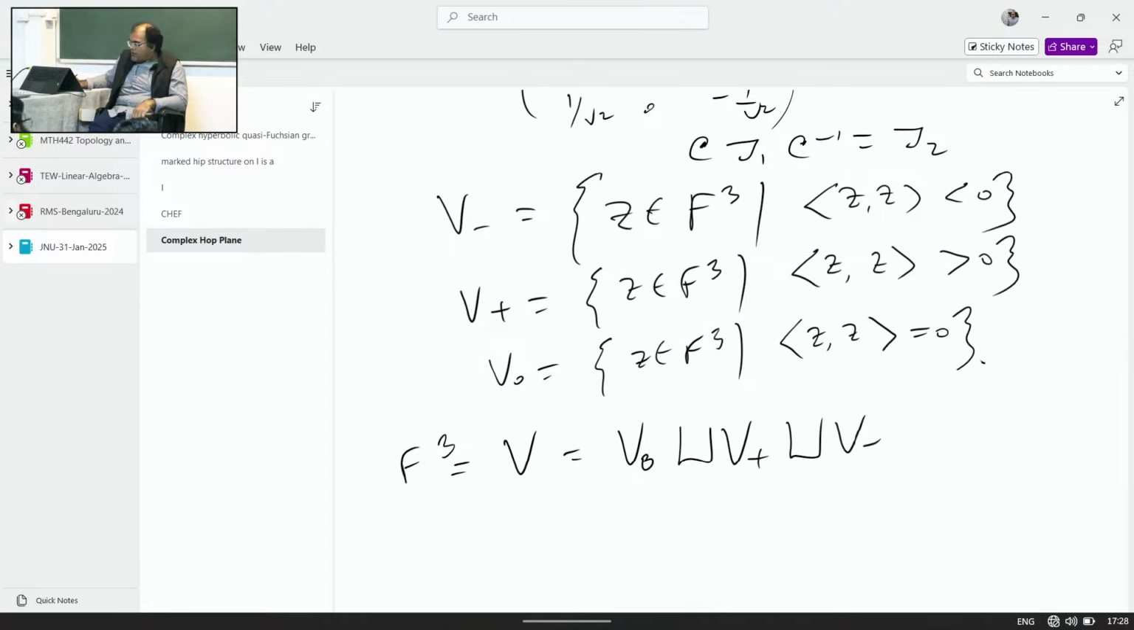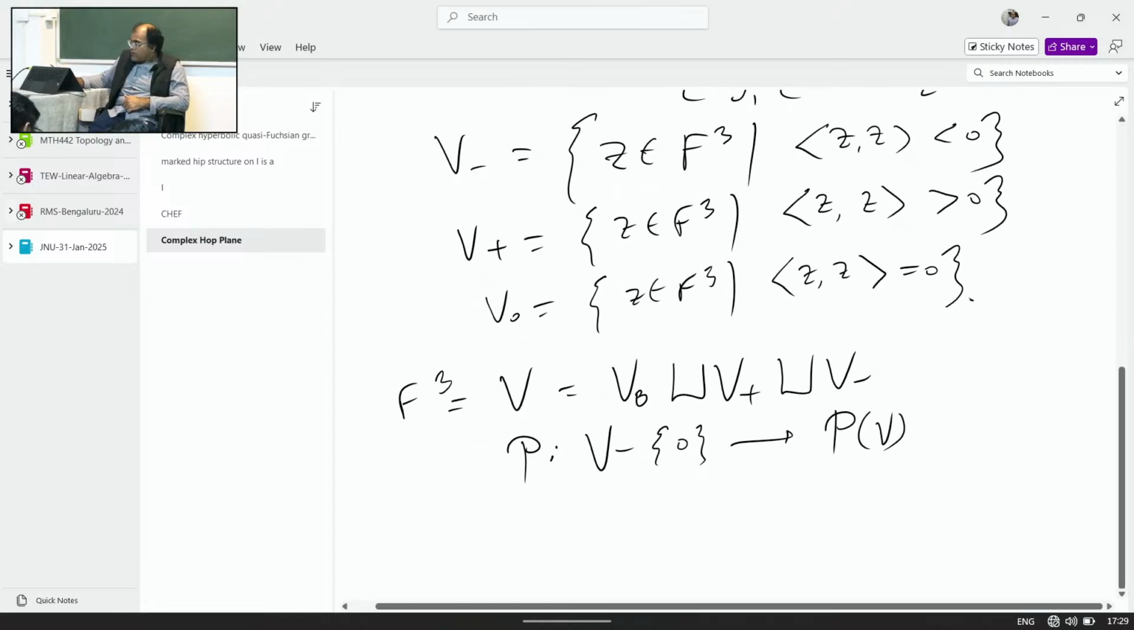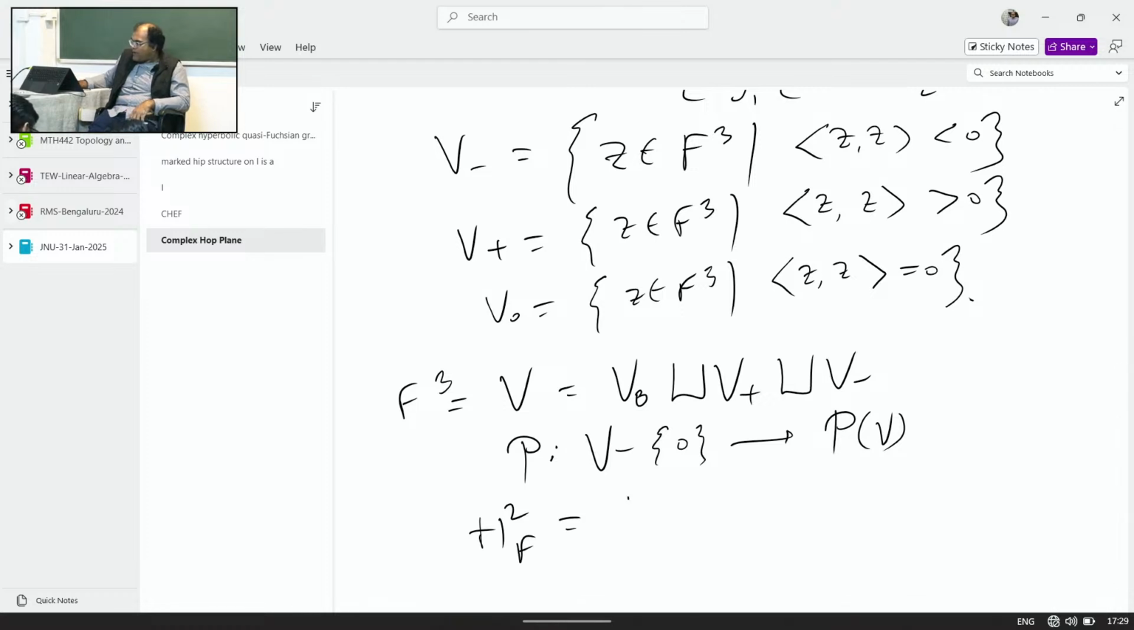Now in topology or linear algebra, you know that you can consider the set of all lines and define a projective space. So P is a map from V minus 0 to the projective space. Now, linear algebraically, the hyperbolic plane over F is the image of V minus under this map, and the boundary is P of V naught.